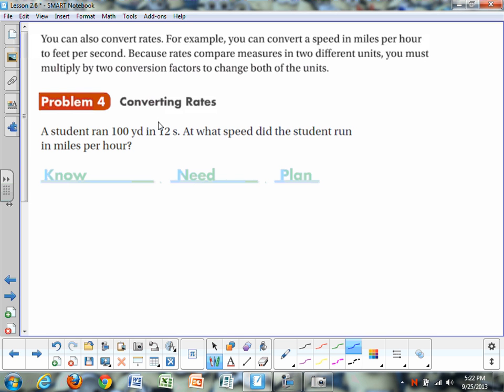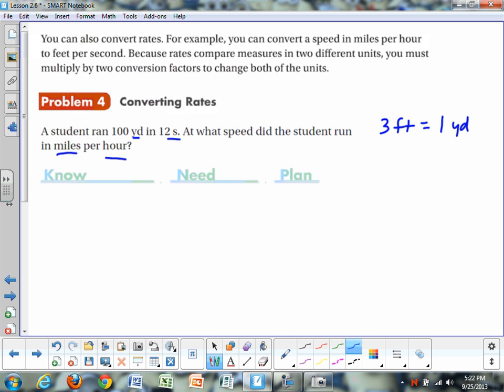So we have a student who ran 100 yards in 12 seconds. At what speed did the student run in miles per hour? So we need to change from yards and seconds to miles per hour. And we're going to use a couple things here. We know that 3 feet equals 1 yard.